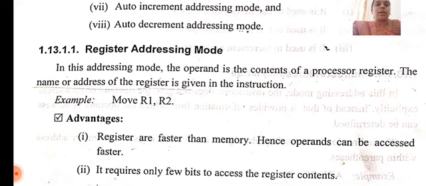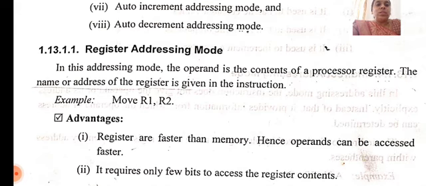What is register addressing mode? In this addressing mode, the operand is the content of a processor register. For example, move R1, R2. R1 is a register containing the operand. The name or address of the register is given in the instruction. R1 contains the operand, and its content can be moved to the R2 register. This is register addressing mode.